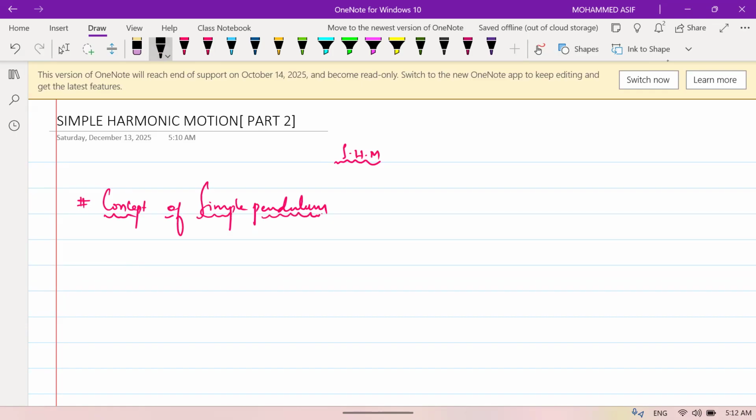Okay, see here. This is your pendulum. This is your string to which a bob of mass m is attached. The center of this one is this one. The distance from this center to the point where it has been hanging is your length L. So L is nothing but the length of the pendulum, the length of the simple pendulum.